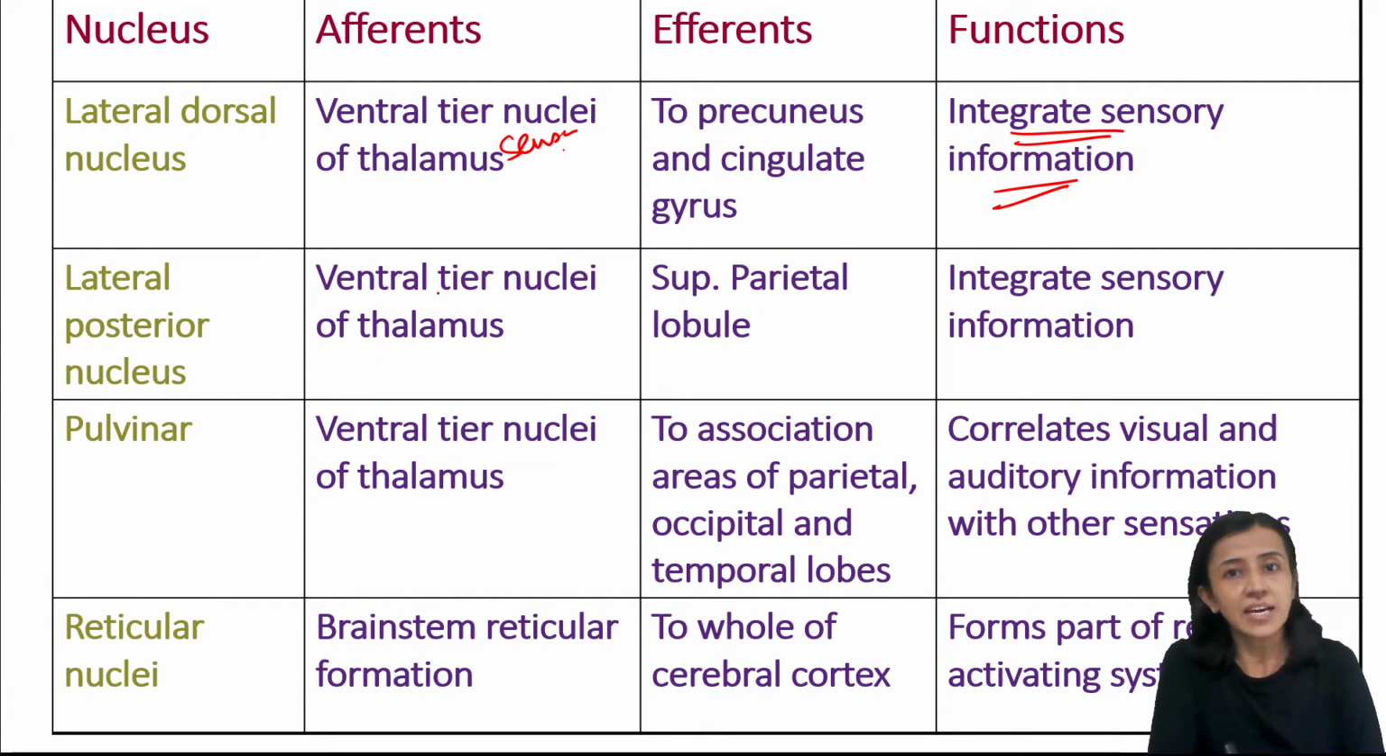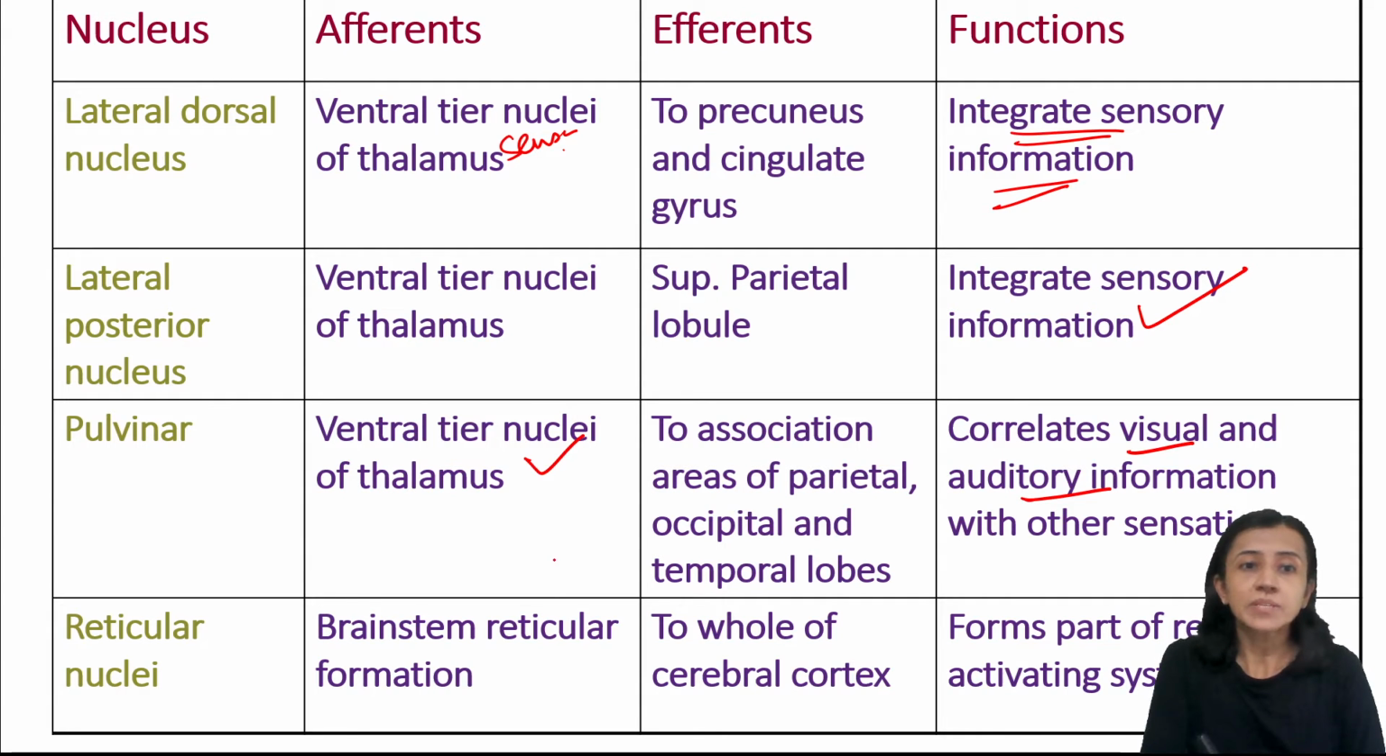Afferent from the ventral tier and efferent is given to the superior parietal lobule. That is also important for integration of sensory information. Pulvinar also has afferent from the ventral tier and efferent given to all the lobes, parietal, occipital and temporal lobes. And that is important for correlation of visual and auditory information with other sensation.